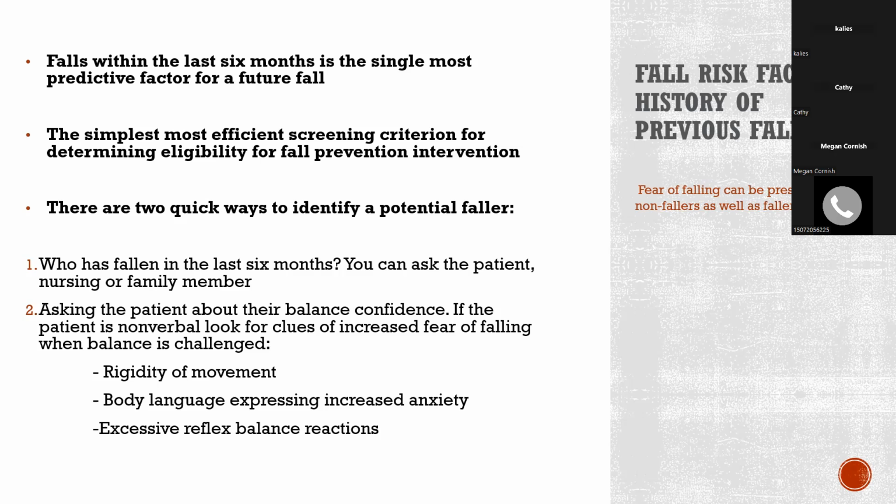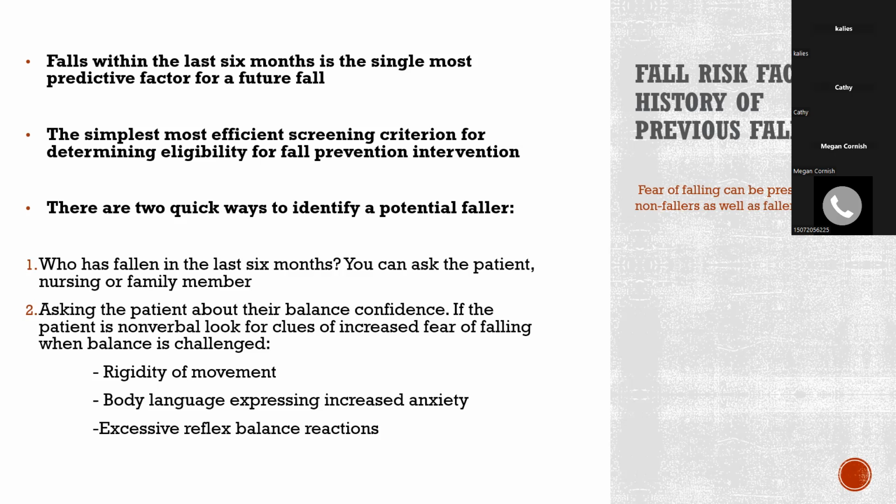Two quick ways to really identify those potential fallers is just ask them, have you fallen in the last 6 months? Give them a date range. And then ask them about their balance confidence. So what you're asking here is you're really looking for, how do they feel they are when they stand, when they walk, when they move around. You're looking at that fear of falling, self-perception.